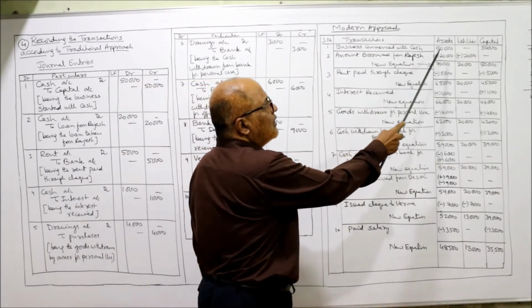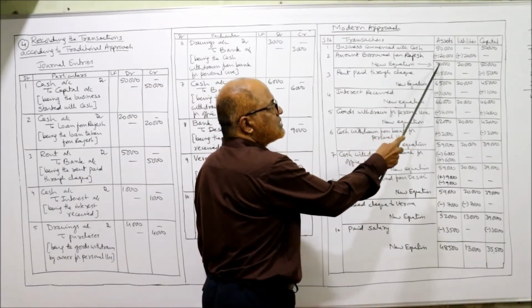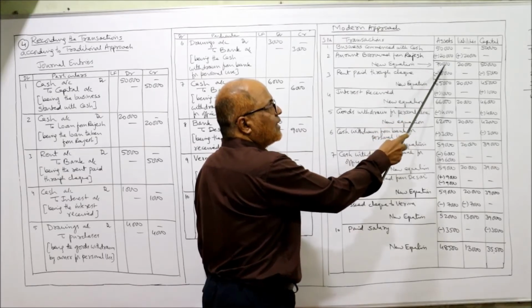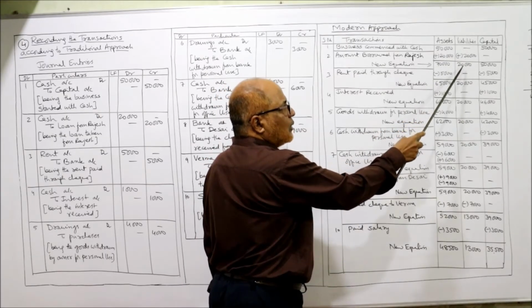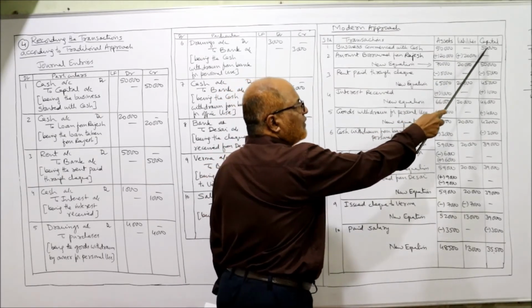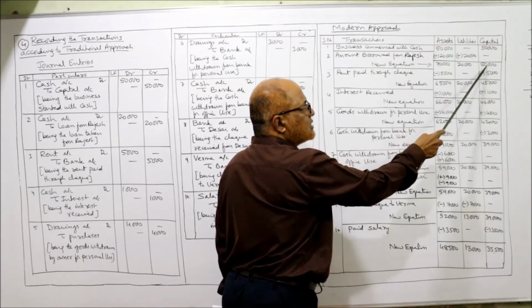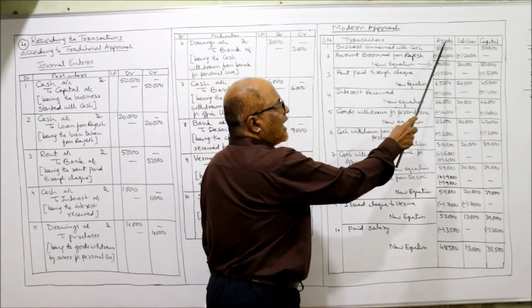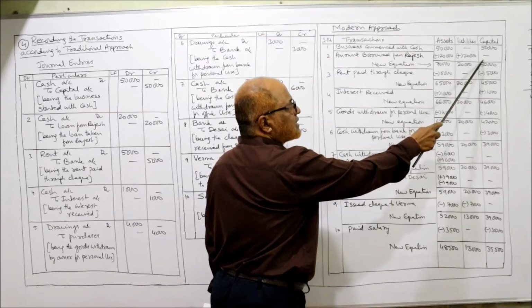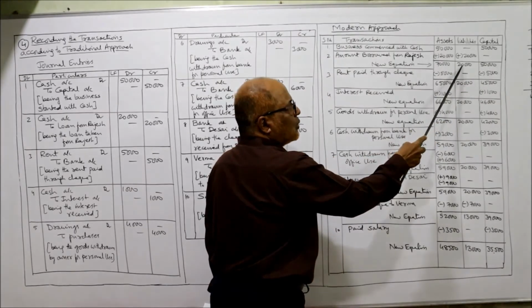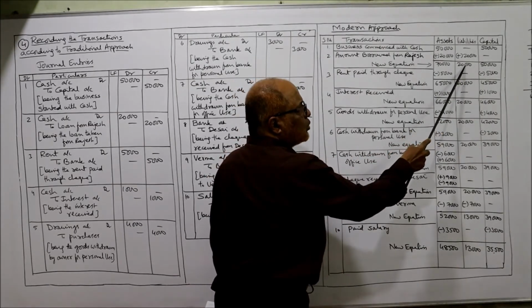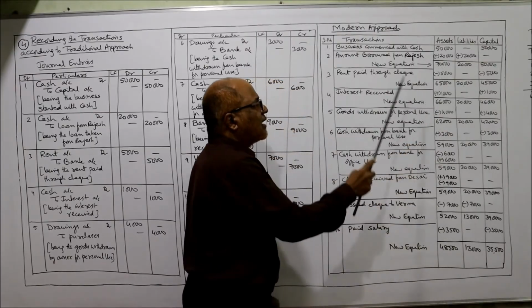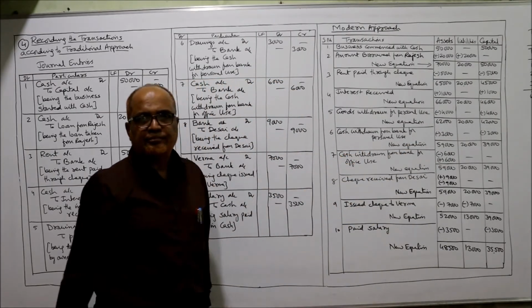What is the new equation? 50,000 plus 20,000, 70,000 are the assets. And 0 plus 20,000, 20,000 is the liability. And 50,000 plus 0, 50,000 is the capital. Now see here. Assets is equal to liabilities plus capital. So 70,000 is equal to 20,000 plus 50,000. So 20 plus 50, you will get 70. The new equation tallies.